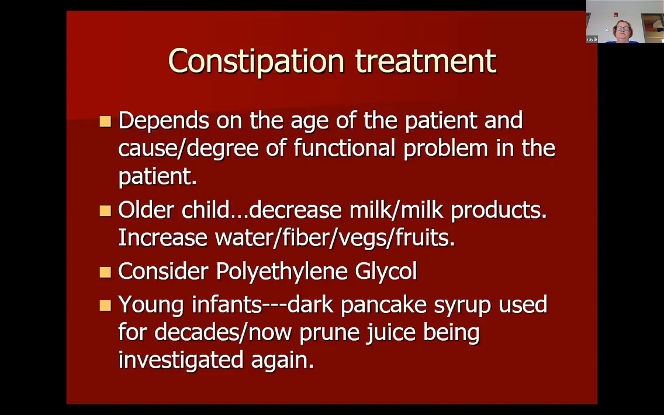And so in an older child, we decrease the milk and milk products, and somehow or another families will do that for like 2 or 3 days and things are better, and then they'll just start giving them back to them. So we try to increase the amount of water they have. Most of the time at school, they have to drink milk. We can send a note so that they can have water or juice instead, but some of the juice products that they offer them, I think sometimes water is best, but we want to increase their water, their fiber of any type, and then their veggies and fruits.